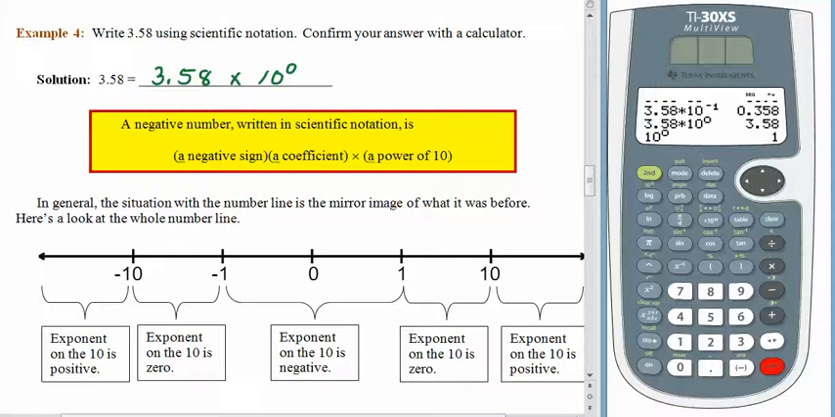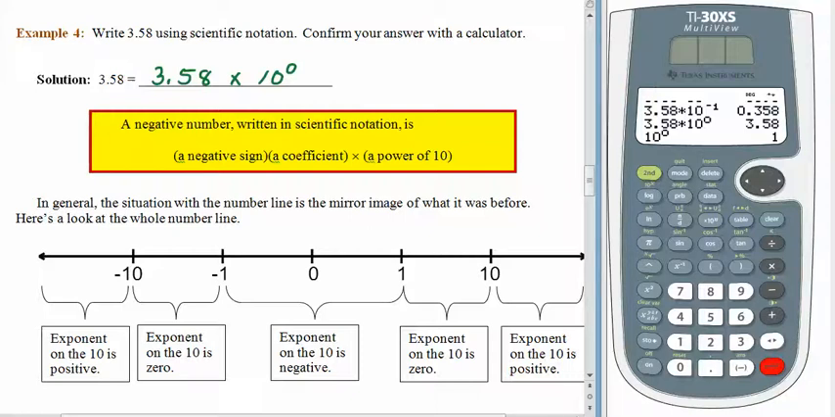So now you know how to write any type of positive number in scientific notation. What happens if we have a negative number? And the answer is not a whole lot changes. Essentially, what we do is cover up the negative sign, pretend like the number is positive, rewrite it, and put the negative sign back in.